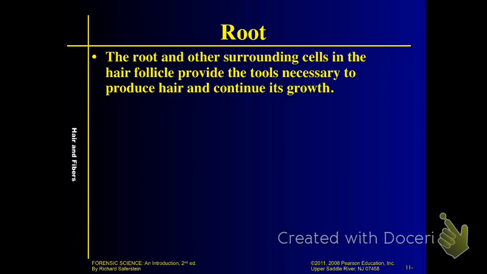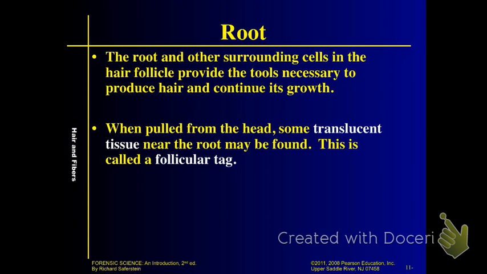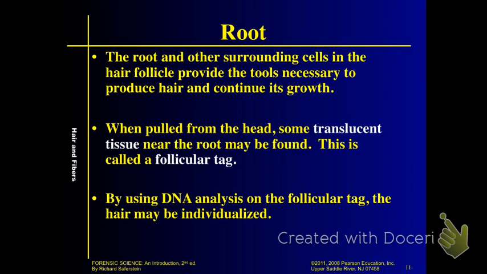The root of the hair and cells around that root help hair grow. So hair grows from the root. If a hair is forcibly removed or pulled from the head, there's a little translucent amount of tissue that almost looks white that can be found. It's called a follicular tag, or follicle. And that contains cells that can be analyzed for DNA fingerprinting purposes.